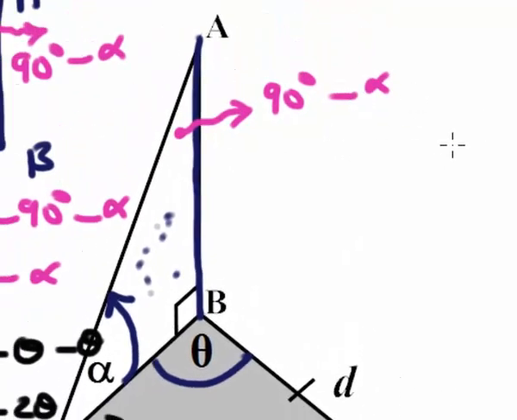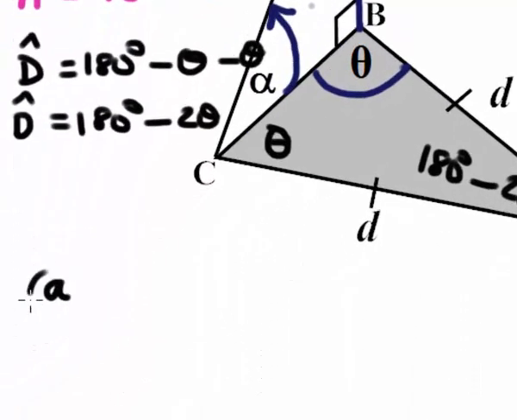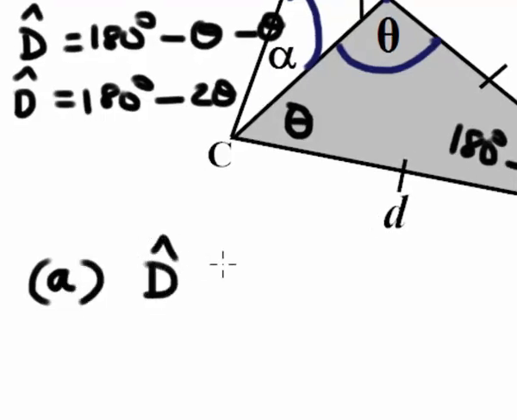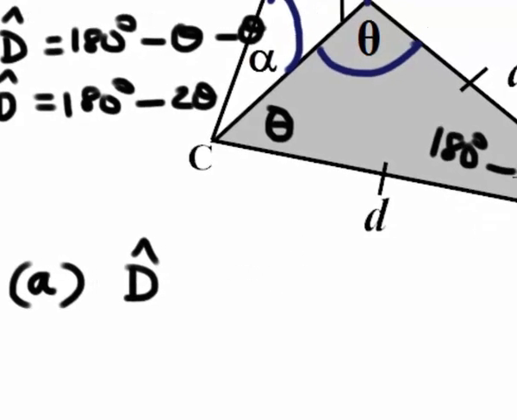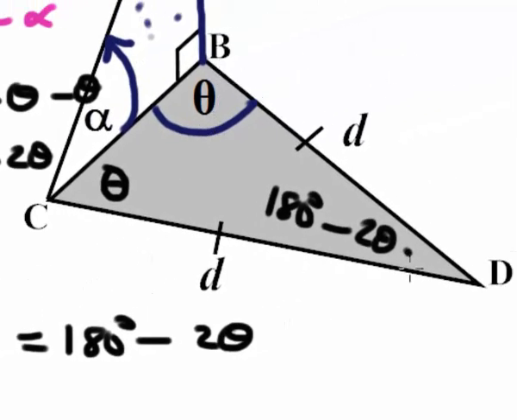Now, here are some questions. Let's just think about this. The first question is calculate the size of angle D, or express angle D in terms of theta. Well, we've already done that, and that would be 180 minus 2 theta, because these sides are equal, so those two are equal angles. It's an isosceles triangle. So all we do is say 180 minus the two thetas, because all of these add up to 180.